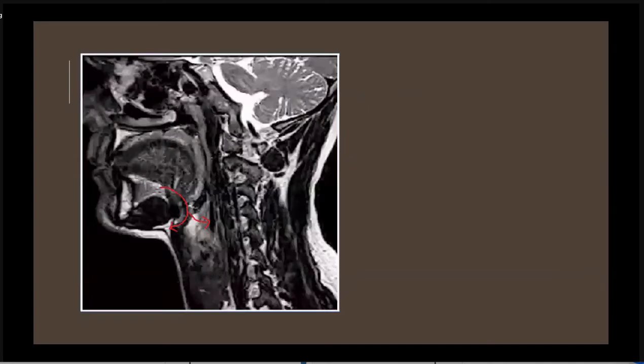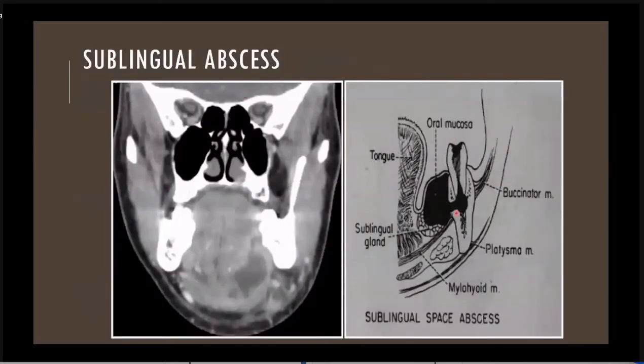This gap allows spread of infection from the sublingual space either to the submandibular space or posteriorly to the pharyngeal mucosal space. Here is an example of a patient with a sublingual abscess. There is a well-defined rim enhancing collection in the sublingual space. It is above the level of the mylohyoid muscle. In this image here on the right, it is showing how this infection is mostly related to odontogenic infections.